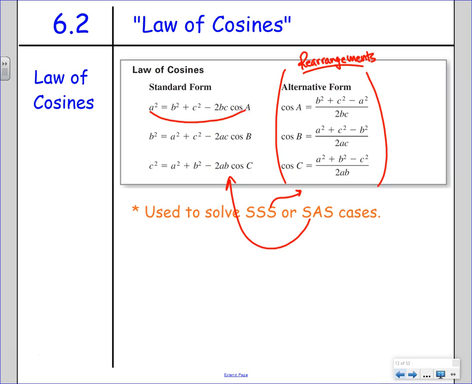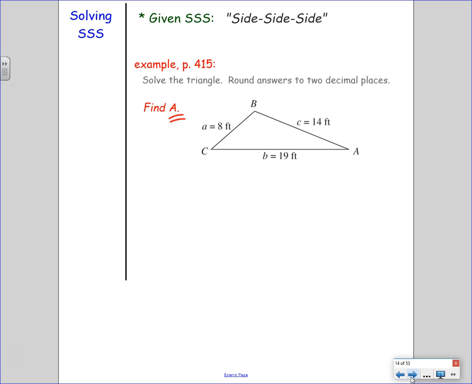Quick way of remembering is that the angle and the side on the opposite side of the equals need to match. They need to bookend the formula. So I have little a on one side, cosine big A on the other side. Little b, cosine b. Little c, cosine c. Sides and their opposite angles need to bookend the entire formula. So if I want angle A, I'm going to use little a squared equals b squared plus c squared minus 2bc times the cosine of A.